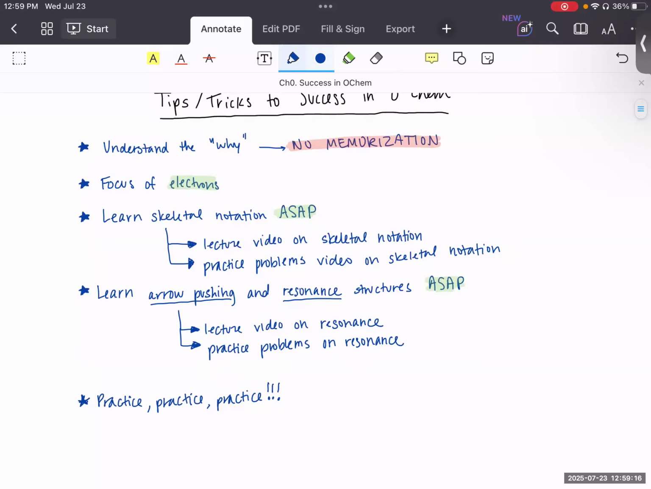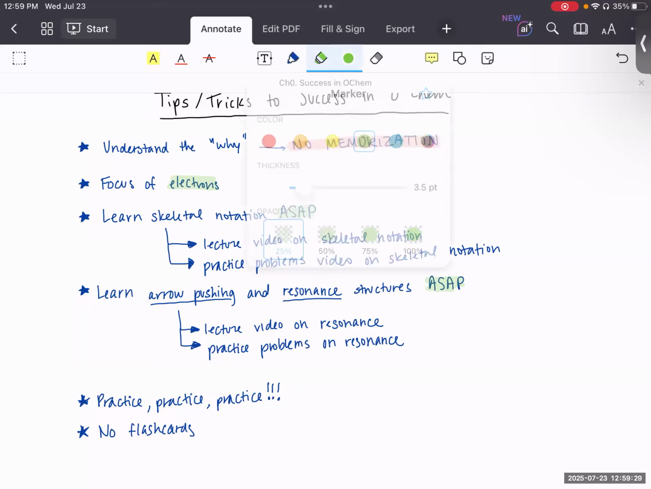And then the last tip I have is no flashcards. I think flashcards encourage people to approach classes through memorization, and again, not the best strategy for organic chemistry. Instead, I highly suggest finding practice problems and working through those practice problems.